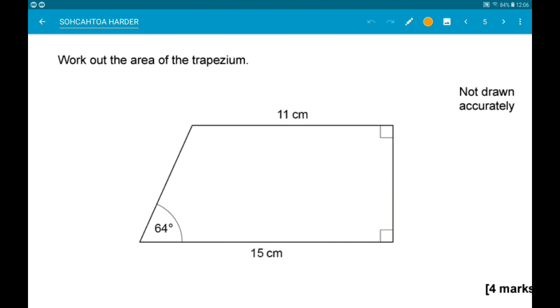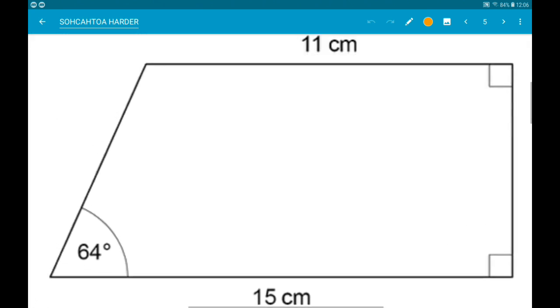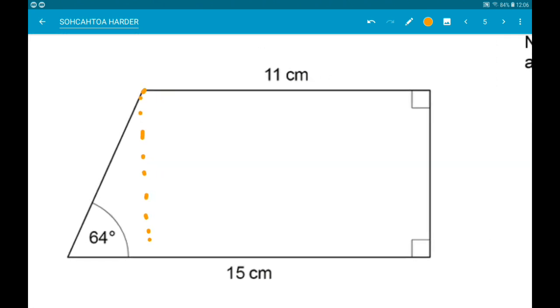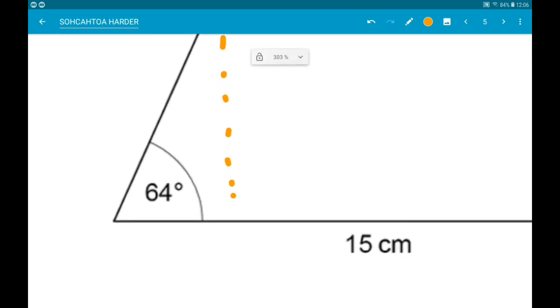So again, because we have this angle, this is where SOHCAHTOA is going to help us. So, we can make a triangle by drawing a line down like that. Now, notice how the top and bottom stop in the same place because they both have right angles. That means if the base is 15 and the top length is 11, that means that this little bit, the base of this triangle, is 4.